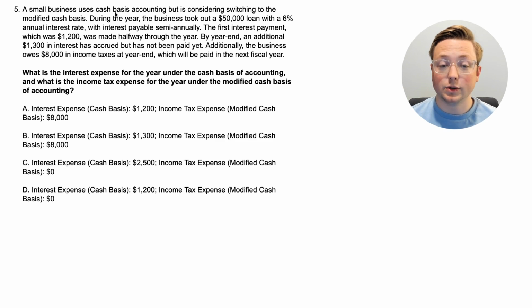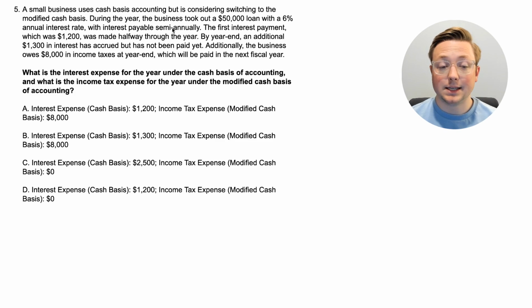A small business uses cash basis accounting, but is considering switching to the modified cash basis. During the year, the business took out a loan of $50,000 with a 6% annual interest rate, with interest payable semi-annually. The first interest payment, which was $1,200, was made halfway through the year. By year end, an additional $1,300 in interest has accrued, but has not been paid yet. Additionally, the business owes $8,000 in income taxes at year end, which will be paid in the next fiscal year. So a good amount of information here.